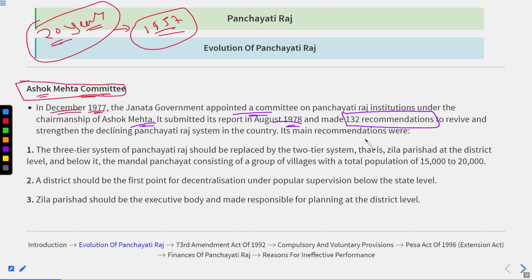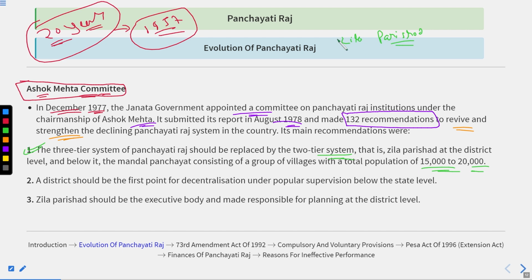So basically, it was 1977, 20 years after the first committee, when the Janta Party appointed the committee, and the main role given to them was to look at the measures to revive and strengthen the declining Panchayati Raj system in the country. And the main recommendations were, first, the three-tier system of the Panchayati Raj should be replaced by the two-tier system. That is Jila Parishad at the district level, and below it the Mandal Panchayat consisting of a group of villages with a total population of 15,000 to 20,000. As we know, the Balwant Rai committee promoted three tiers, but they said that we should only promote two tiers.